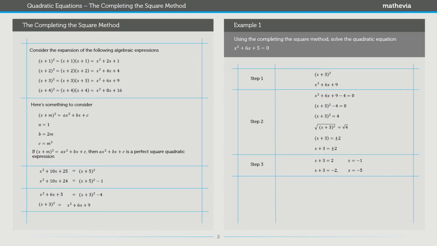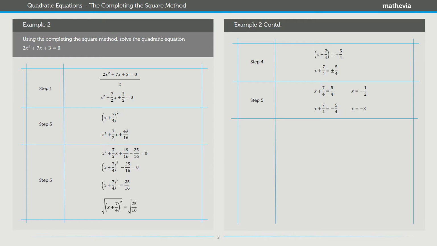So let's go for another example. Now this example is a bit more complicated, because we've been asked to use the completing the square method to solve the quadratic equation 2x squared plus 7x plus 3 equals 0. And something special about this, because we can't just dive into this question straight ahead, there's something we need to do before we start solving.